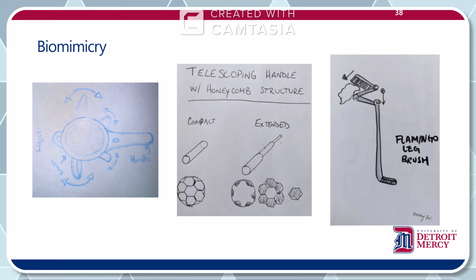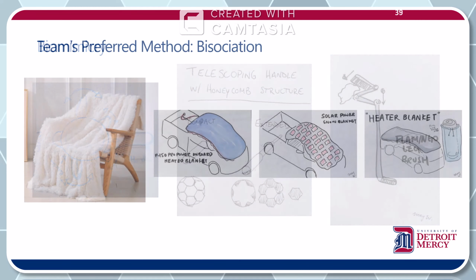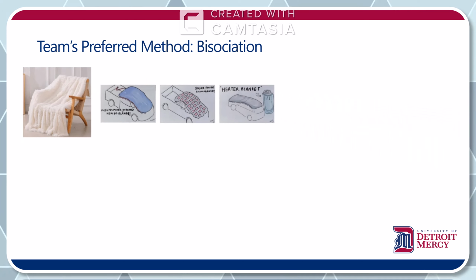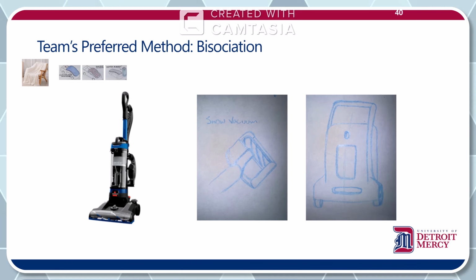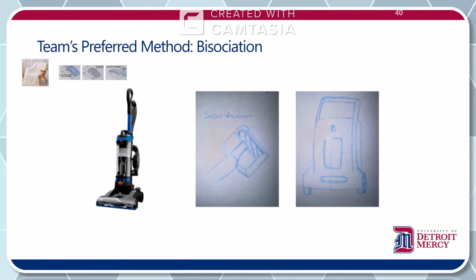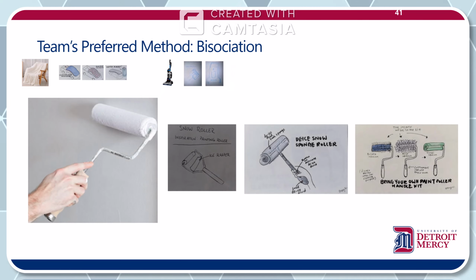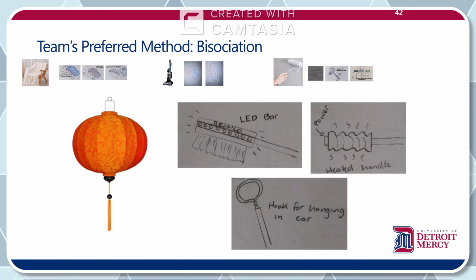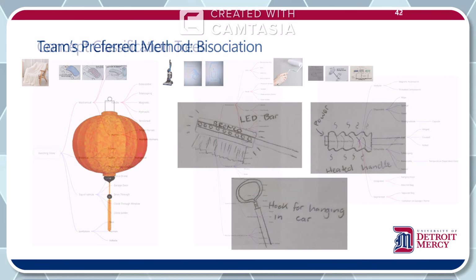Biomimicry was used, and while it did not produce many ideas, it produced very unique ideas. The team's preferred method was bisociation, the act of taking a random stimulus and applying all knowledge of that stimulus to the problem at hand. This technique not only promoted a large amount of ideas, but also promoted creative ideas, which were not obvious during benchmarking or patent searches.